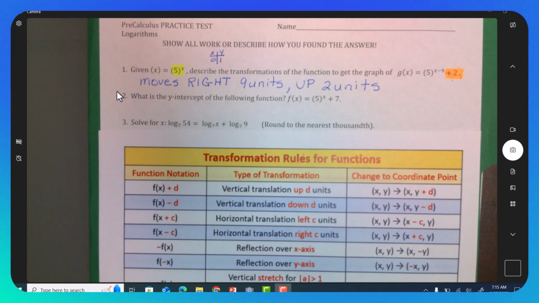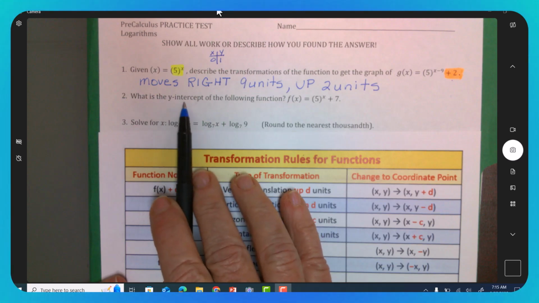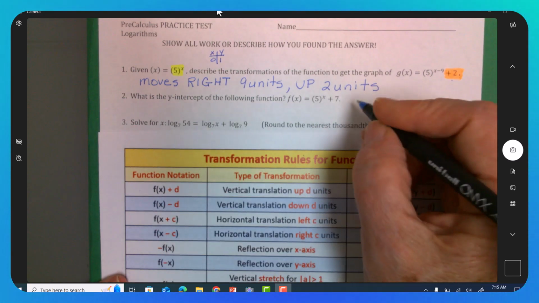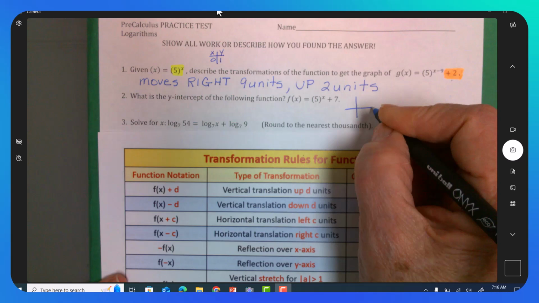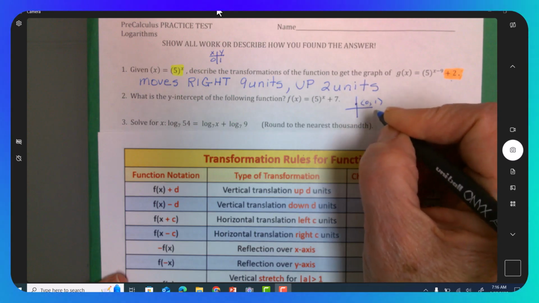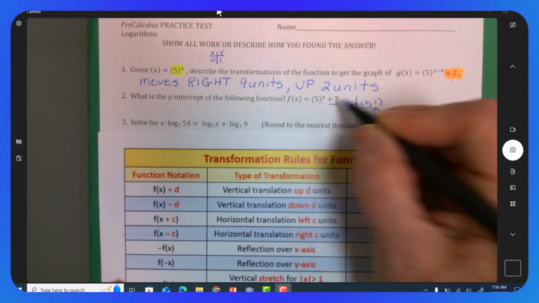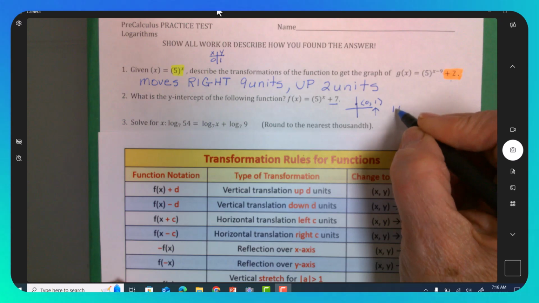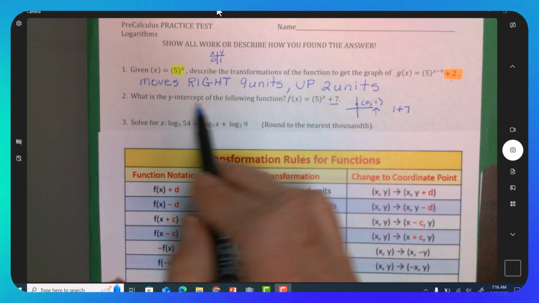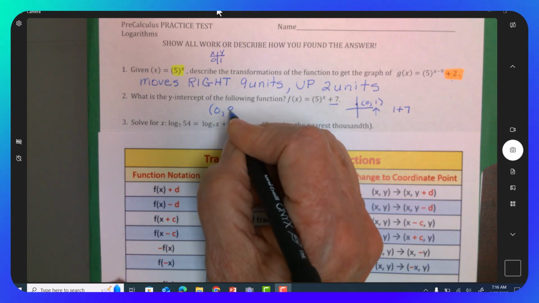All right, so going back to the question, what is the y-intercept of the following function? So if we started here at 0, 1, and we went up 7 units, we're adding 7 units to 1. So the y-intercept is going to be 0, 8.